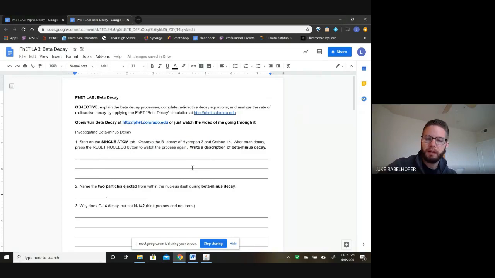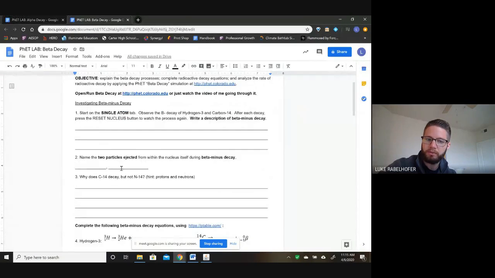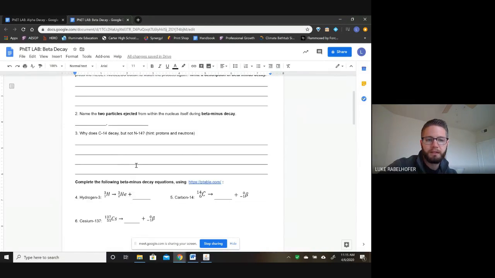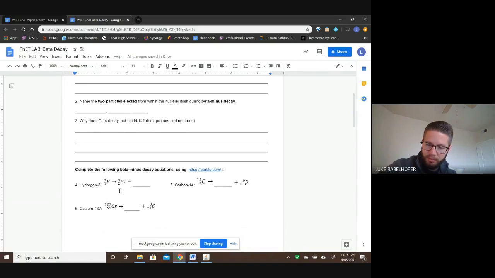So you can describe the process, what's happening, and name the two particles ejected. So we just talked about that. The antineutrino is one of them, the electron's the other. Now, why does carbon-14 decay but not nitrogen-14? It has to do with the numbers of protons and neutrons in there. So maybe actually parts 4 through 6 will help us here. Because if you remember what beta decay included, also there's the periodic table you can use if you need to.